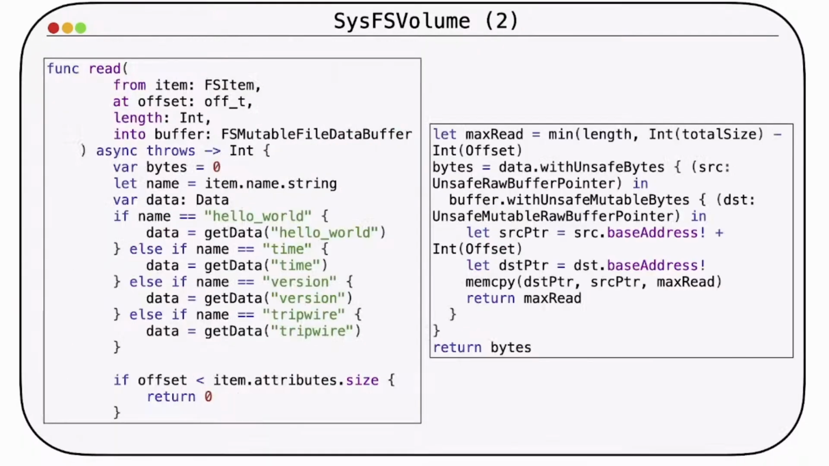It just takes an FS item, an offset, an int, and a buffer. And here I'm doing something kind of like procfs, like a pseudo file system. I'm just doing a basic check, like if the name is hello world, just get hello world. If the name's time, then it'll use the time API, kind of like what osquery does. And there's one called tripwire, which if you read that file, it will just send a notification somewhere that this file has been accessed.